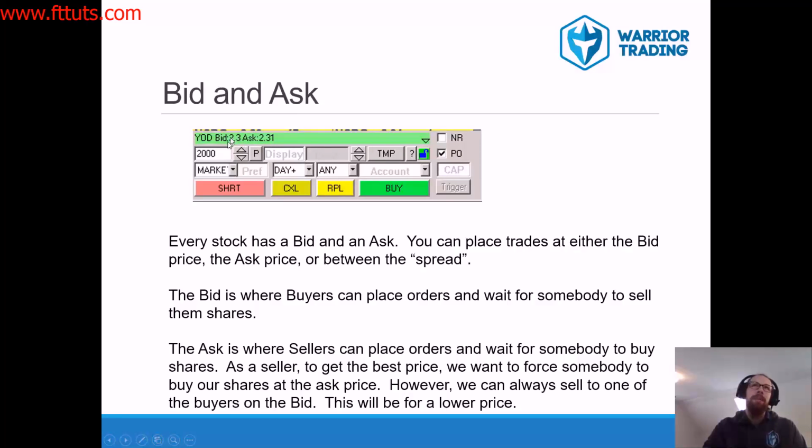So if you get filled on the bid price, you got filled 1 penny better than the ask price. So you could put your order here to buy on the bid, but when you're a buyer on the bid, you have to wait for a seller to come sell you shares. All right? So you're sitting there waiting for someone to come to sell you shares.